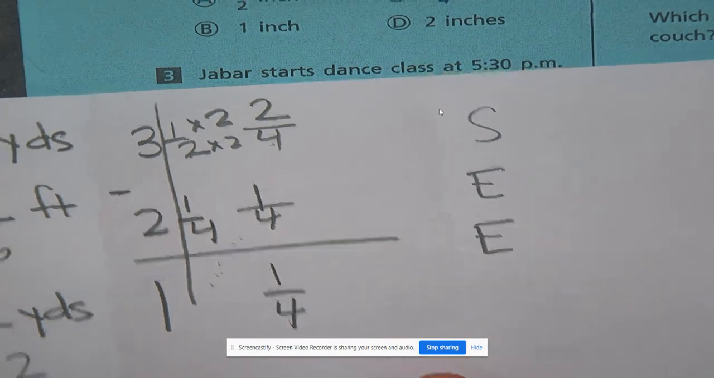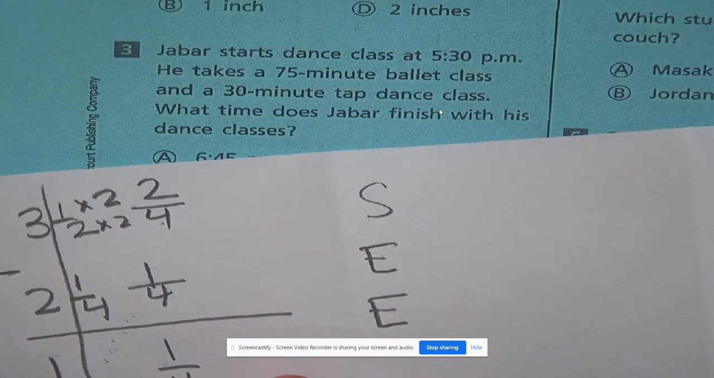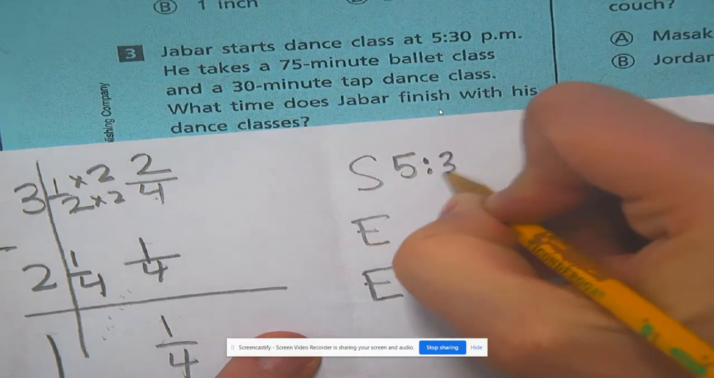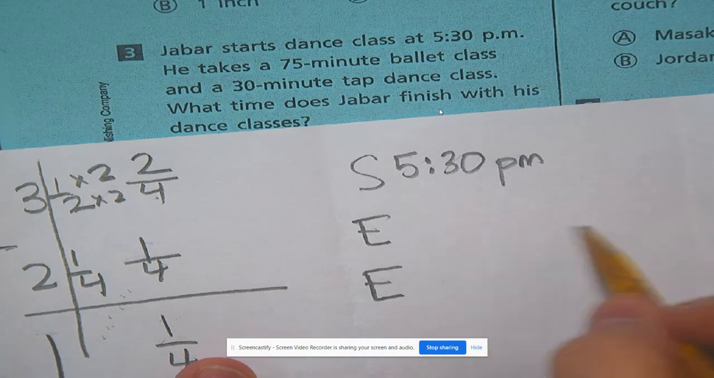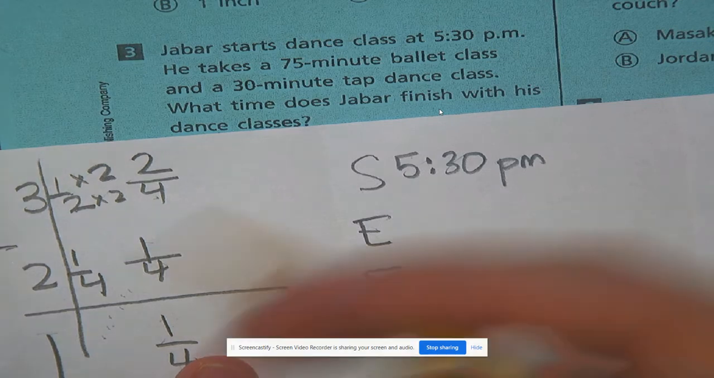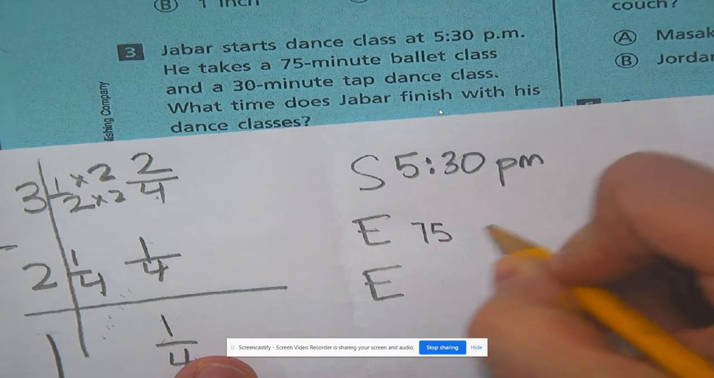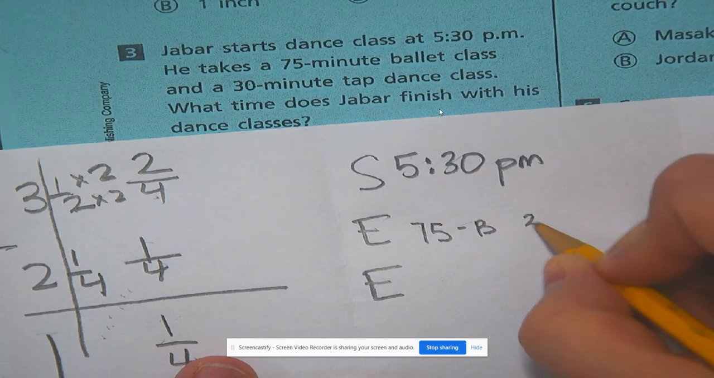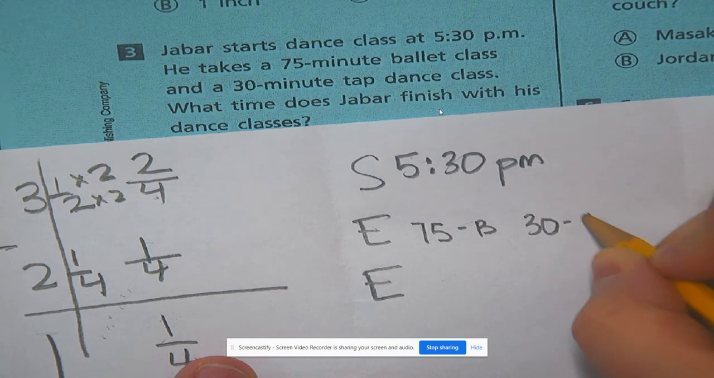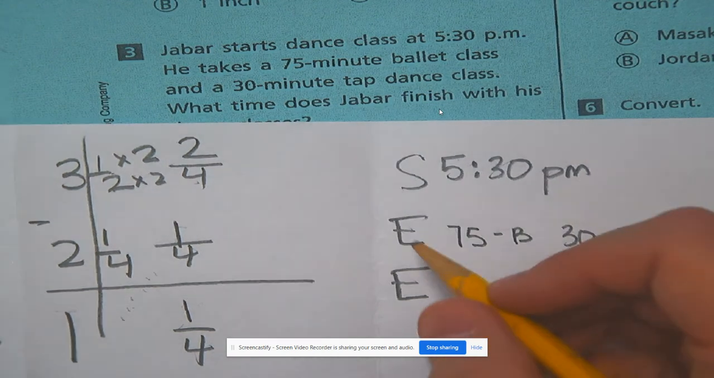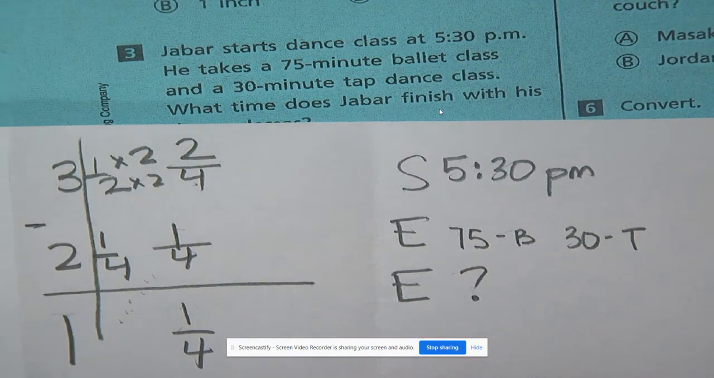Okay, do we know the start time? Yes, what's the start time? 5:30 p.m., right? Do you know how long he was at class? Yep, he was at it for 75 minutes for ballet and 30 minutes for tap. Do we know what time he ended? No, that's what we want to solve, right?